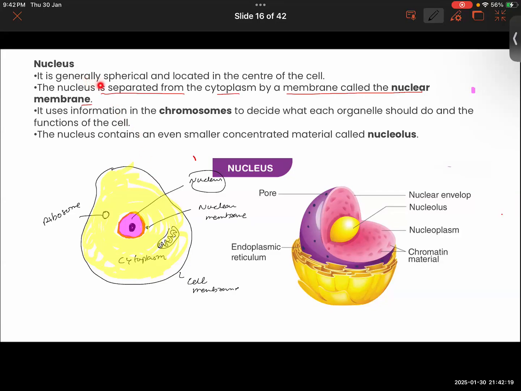So since the decision making power of the cell is with the nucleus, can we call this as the brain of the cell? Yes, sir. Right? So this is basically brain of the cell. Further, the nucleus also contains some small concentrated material inside it that we call as nucleolus. Although we don't have to study that in detail, but this is nucleolus.